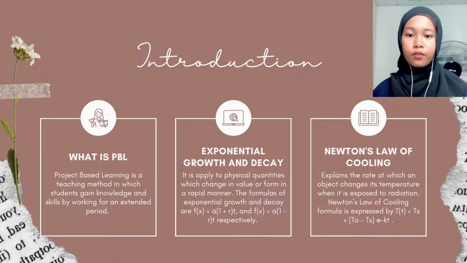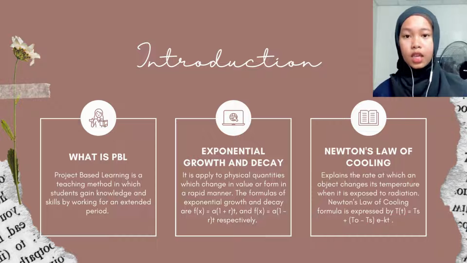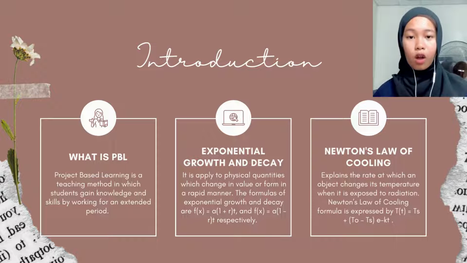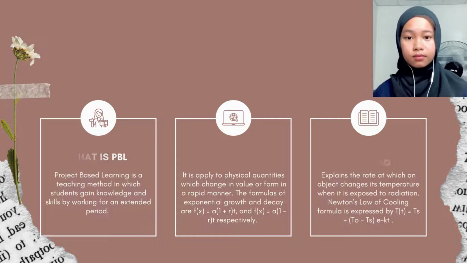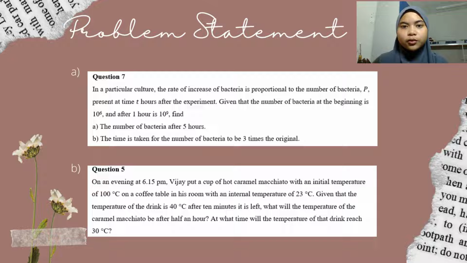Newton's law of cooling formula is expressed by: temperature at any time equals temperature of surrounding plus the difference between temperature of initial object and temperature of surrounding, times e to the power of negative kt. For the problem statement, there will be two problems that need to be solved. First, question 7a, it's about exponential growth and decay, and question 5b, it's about Newton's law of cooling.